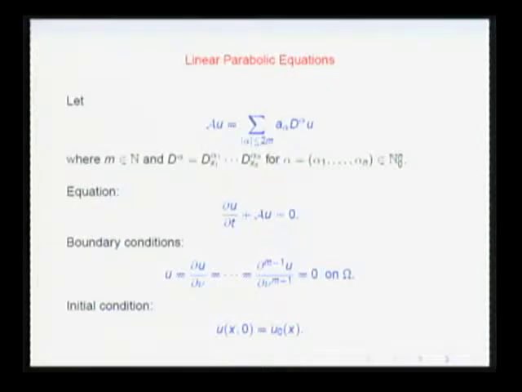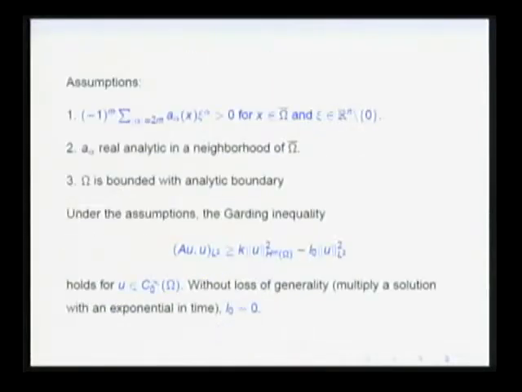So I'll say what is the difference between, why can't we apply things like this for Navier-Stokes, let's say, first. Okay, so let's take the linear operator of any order, elliptic. So the equation is just parabolic, du/dt plus A u equals 0, with Dirichlet boundary conditions and some initial condition. Then the assumptions are, so take the ellipticity assumption on the coefficients, real analyticity in a neighborhood of omega bar.